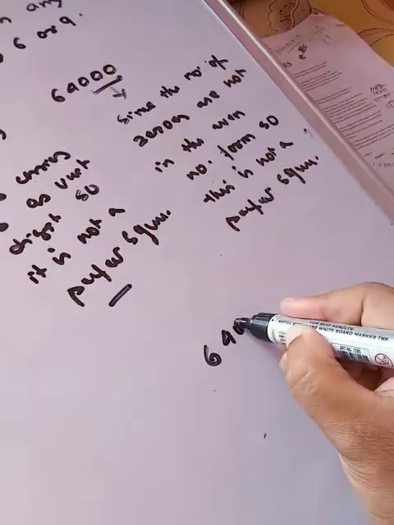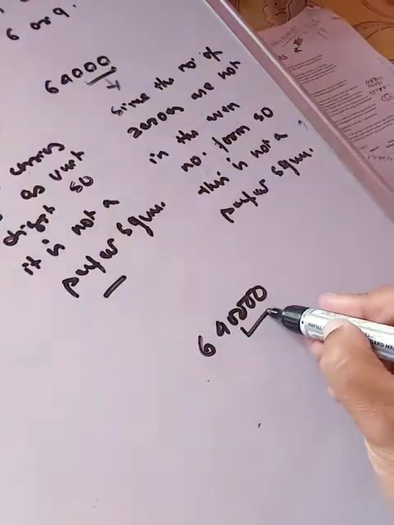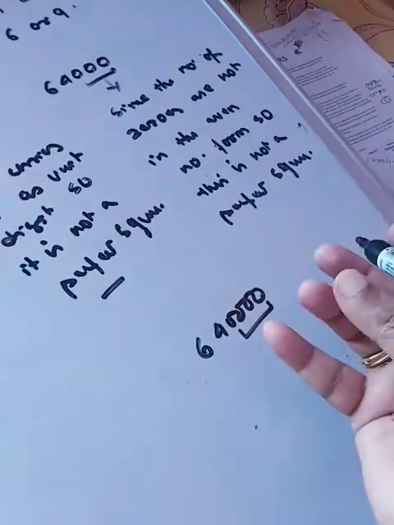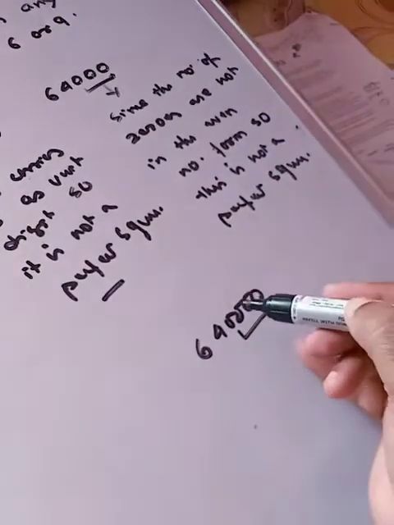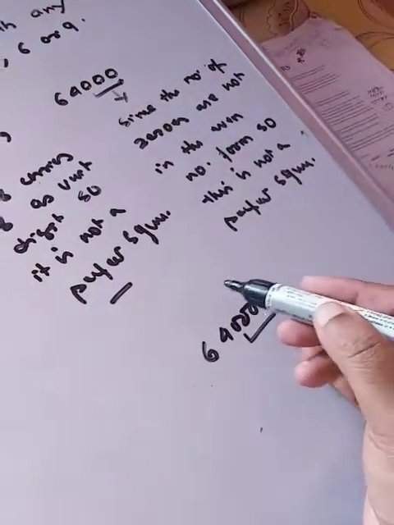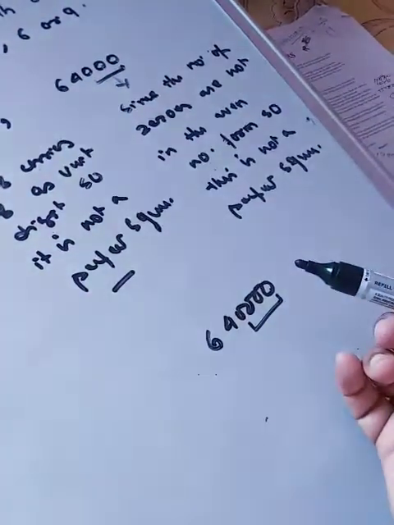Suppose this number would have been like this. So how many zeros are there? 1, 2, 3, 4. Now 4 is an even number. So we can say that yes, this number could be a perfect square number. Okay, I hope you have understood question number 2.